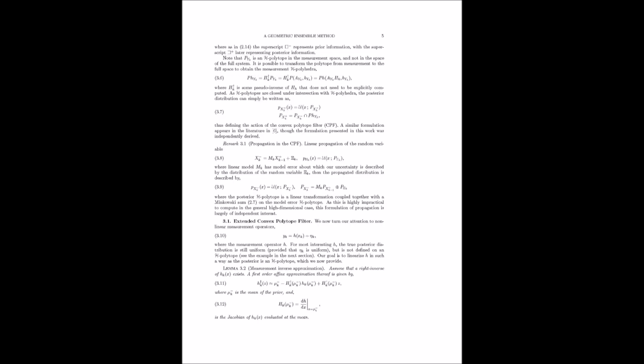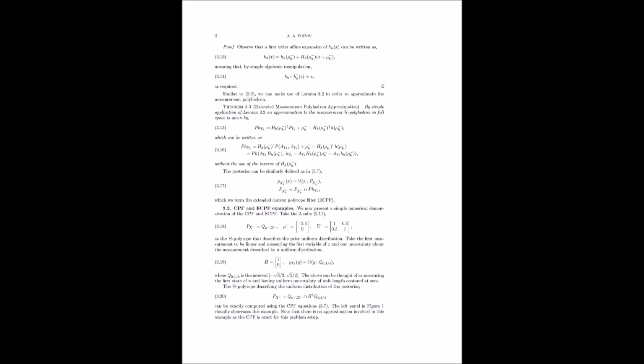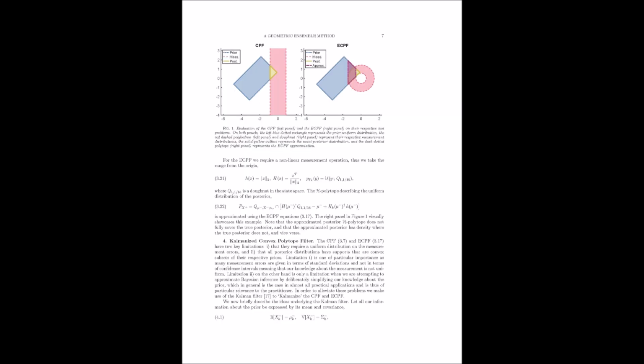That's exactly it. When you apply a nonlinear transformation to a uniformly distributed polytope, which is our prior belief, what comes out in the measurement space, and then what you infer back in the state space, usually ends up with a much more complex shape that's not uniform over a simple polytope anymore. So what they're trying to do with the ECPF is to linearize that nonlinear measurement function, h, so they can still approximate the posterior with an H-polytope.